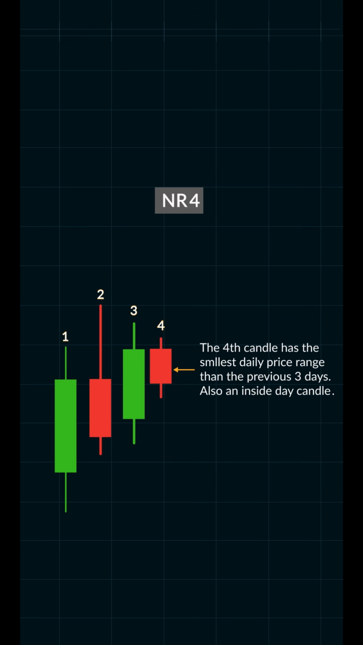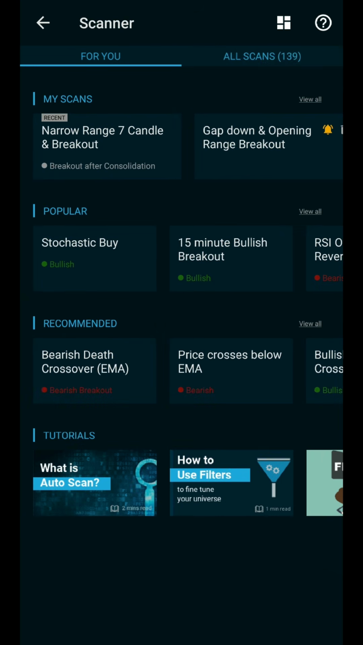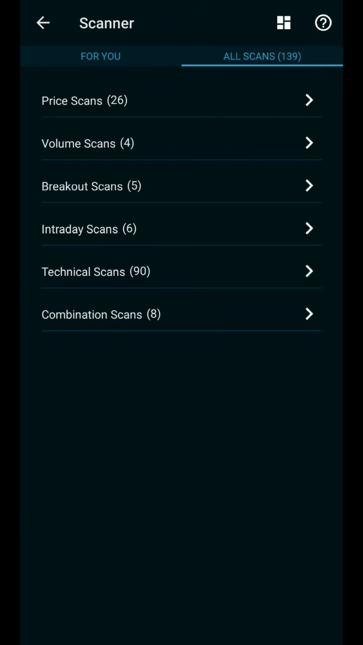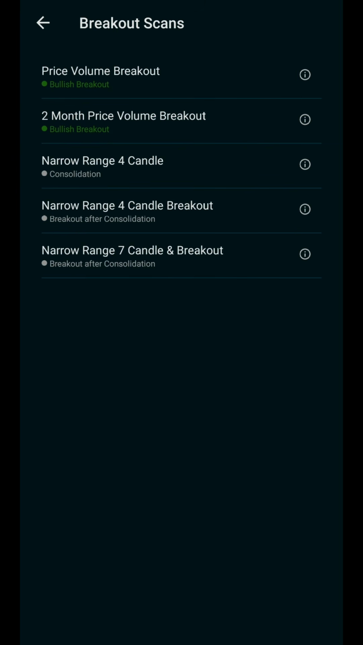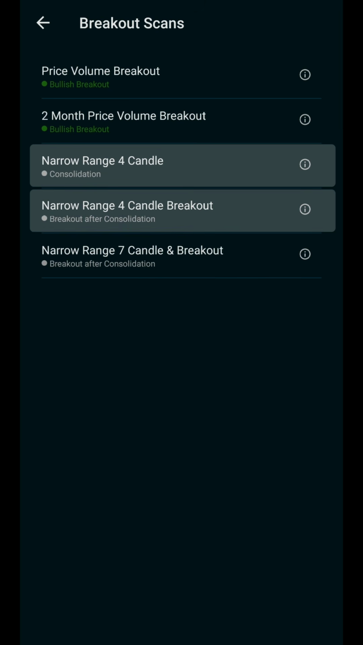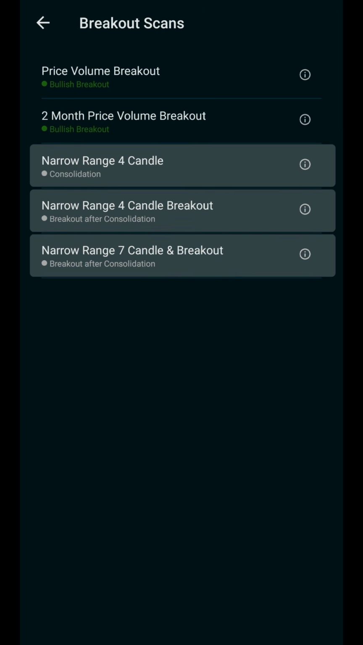Let's go ahead and look at these scans on the Market Pulse app. We can run them from all scans, breakout scans, and here you can see a list of 3 narrow range scans: the narrow range 4 candle, the narrow range 4 candle breakout, and the narrow range 7 candle and breakout.